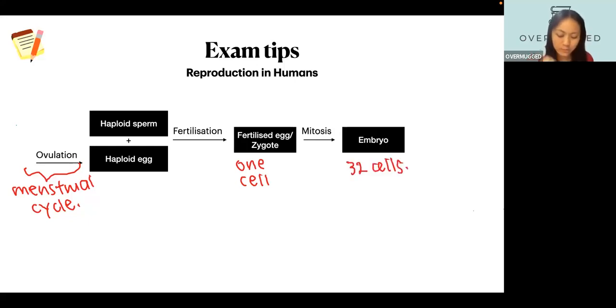This is just for your information. How long is this process? You can test yourself, but it's about 5 days. 5 days is what it takes for the zygote to move from the site of fertilization, which is within the oviduct, very near to the ovary, and then move out to the uterus. Okay, so 32 cells. And then after the embryo is implantation. It will implant itself into the uterus.